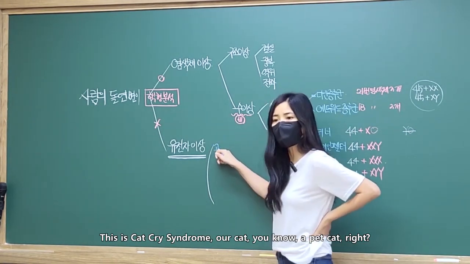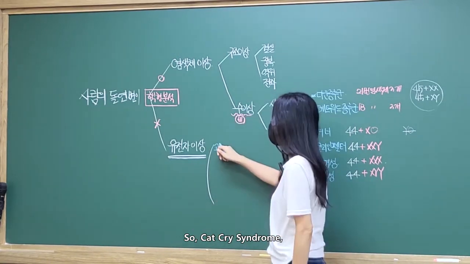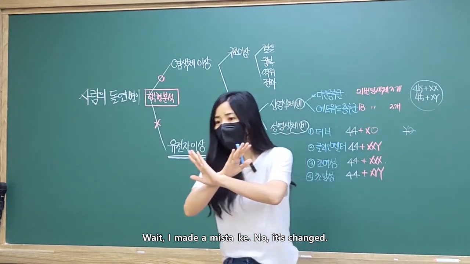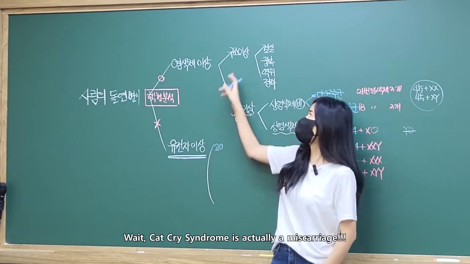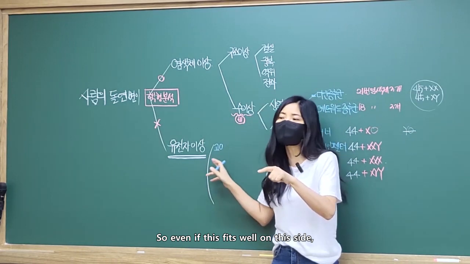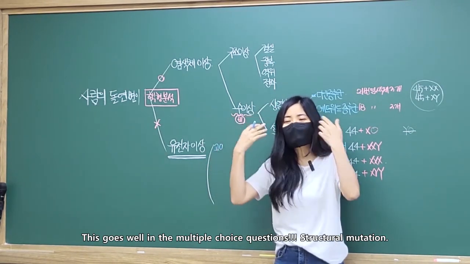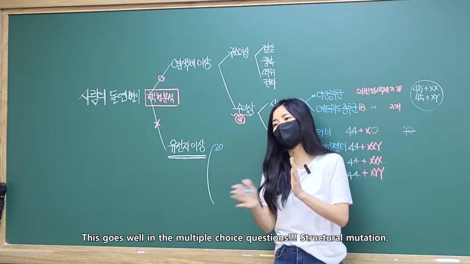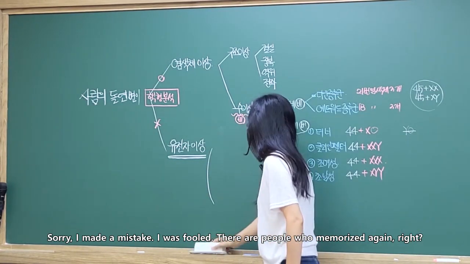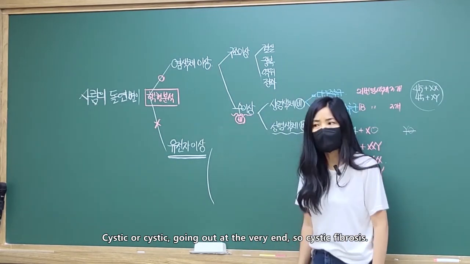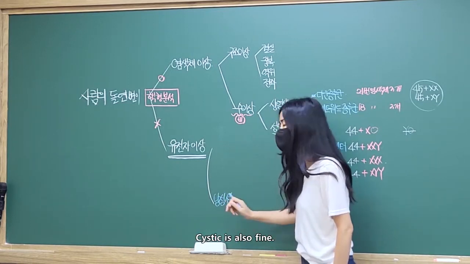This is cri-du-chat syndrome, cat cry syndrome, right? Wait, I made a mistake. Cat cry syndrome is actually a structural mutation, so even if this fits well on this side, I get confused from the cat's cry. It goes well in the multiple choice questions. Sorry, I made a mistake. I was fooled. There are people who memorized it again, right? Cystic, going out at the very end. So cystic fibrosis. Cystic is also fine.